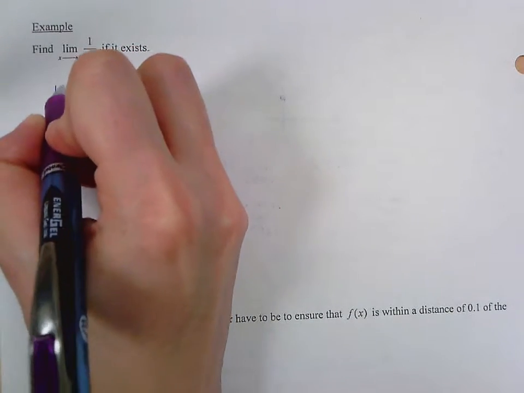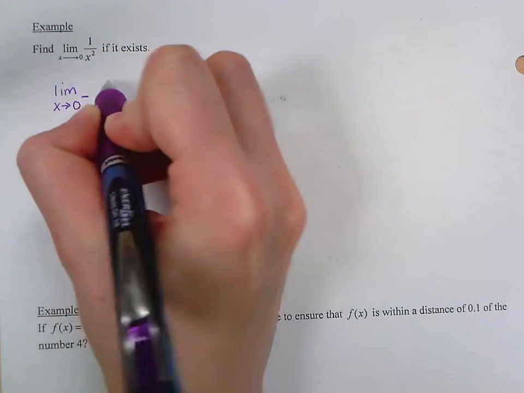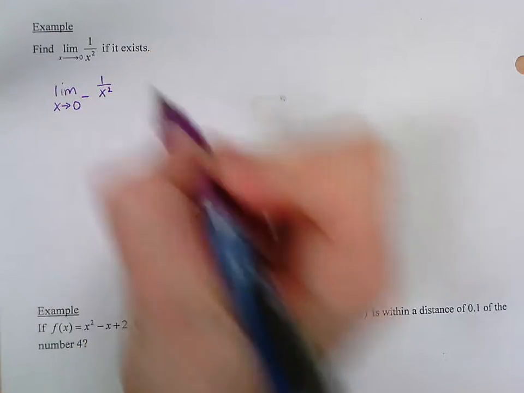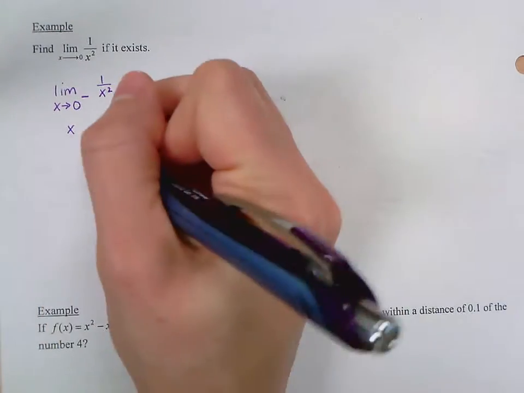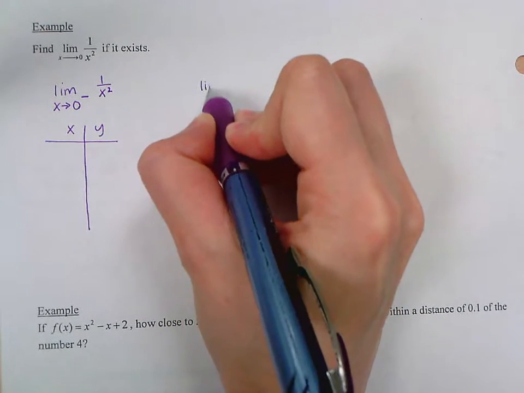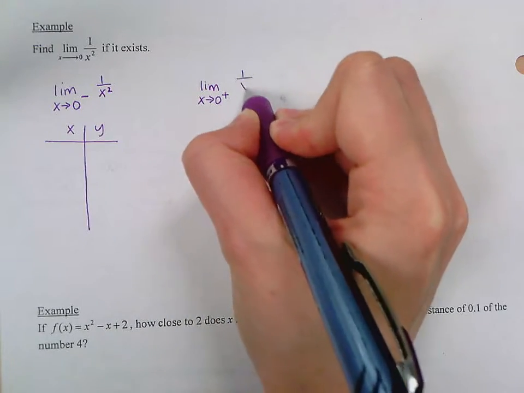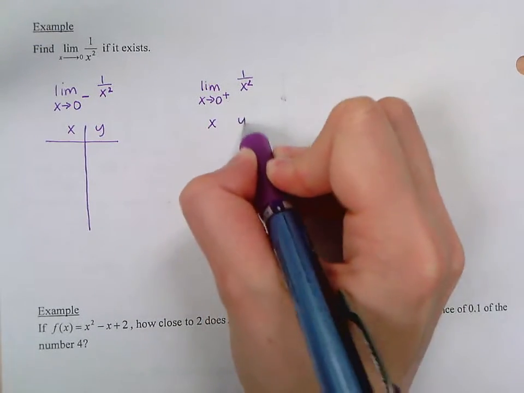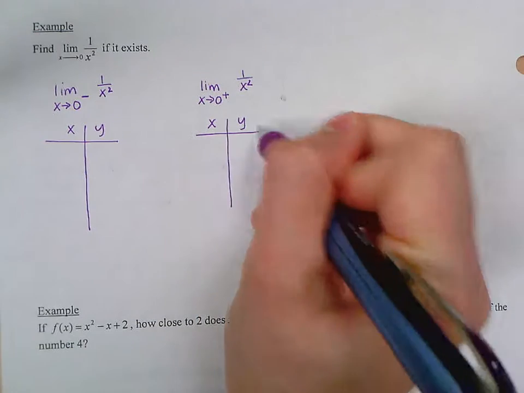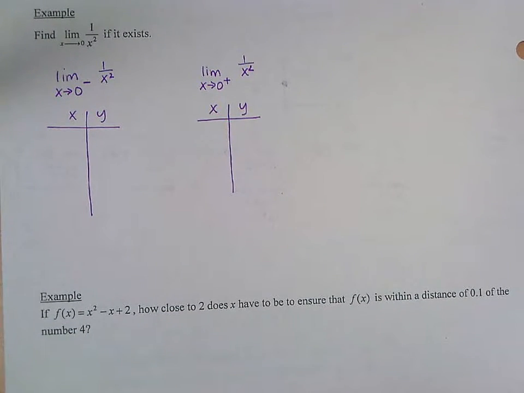I'm first going to find the limit as x approaches 0 from the left of 1 over x squared. So I'm going to make my table for that. And then I'm also going to find the limit as x approaches 0 from the right of 1 over x squared. Make a table for that. Again, you're just choosing, I'd say, at least 3 x values that are getting closer to 0 on either side of 0.